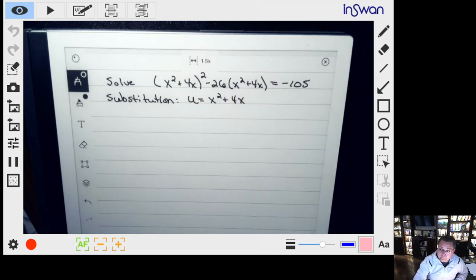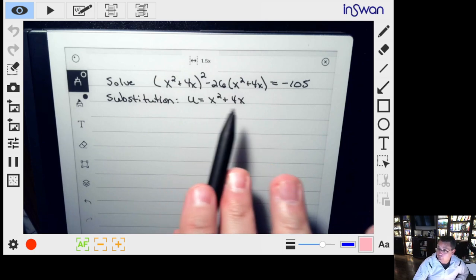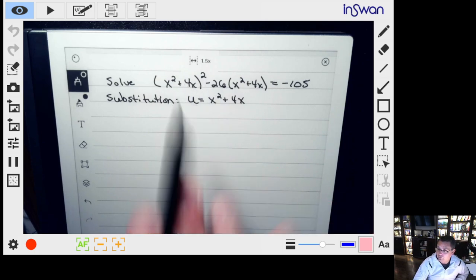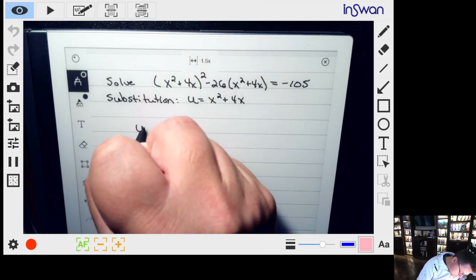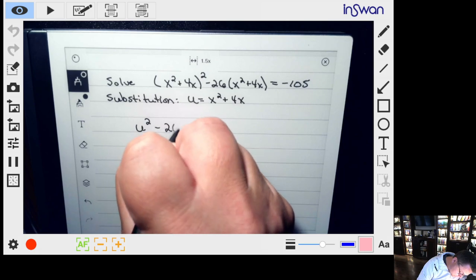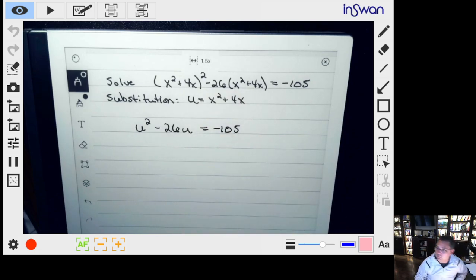And now, by doing that, I'll create the following. So wherever I see this x squared plus 4x, I'm going to go ahead and plug in the letter u. So I'm going to get u squared minus 26u is equal to negative 105. Now that looks a lot better than what we were working with initially.